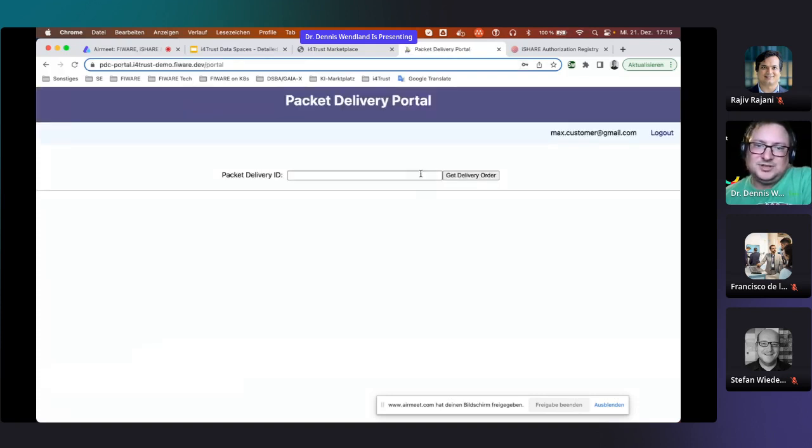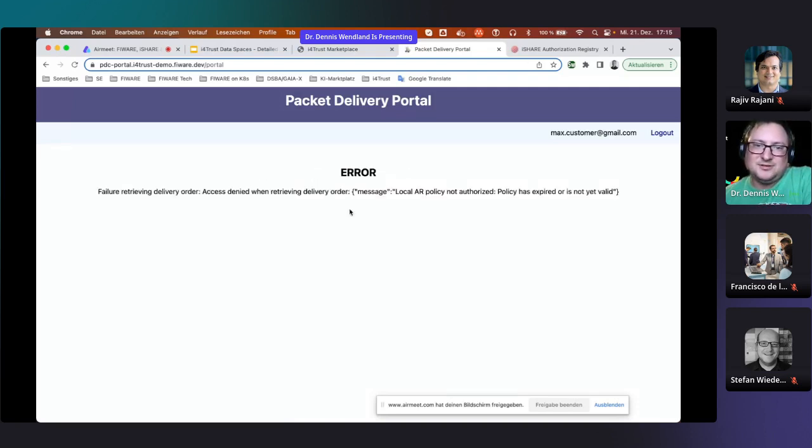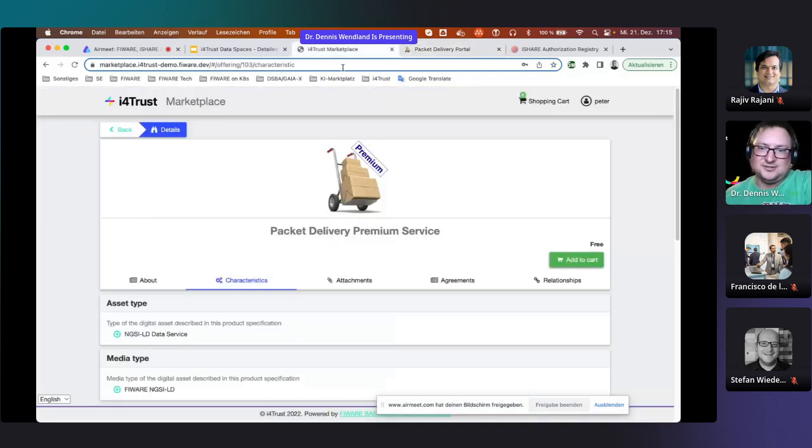Now what I will try is to read the values of a certain delivery order entity of the packet delivery company, which has a certain ID here. I'm hitting the button, and now from the PEP and PDP, I'm getting an error message back that there's no policy authorizing this access. So just showing it's not working. But now switching back to the marketplace, I'm now an employee of Happy Pets.